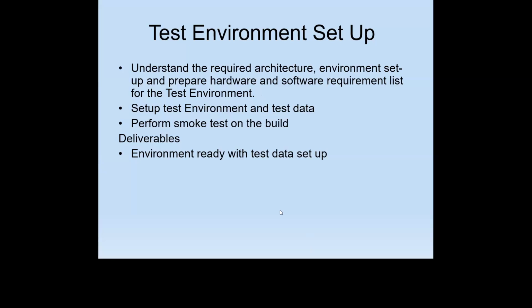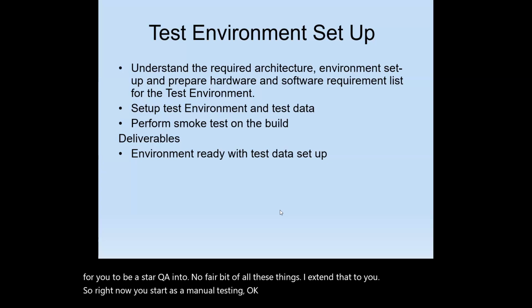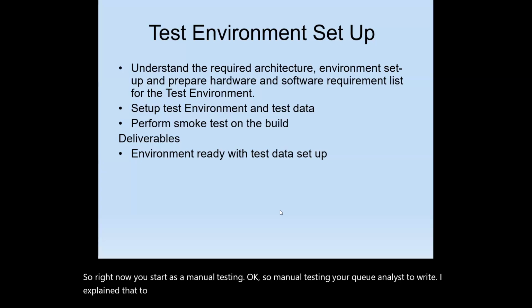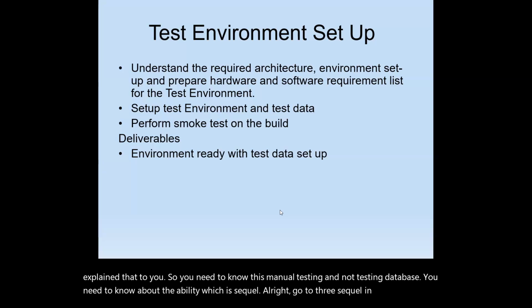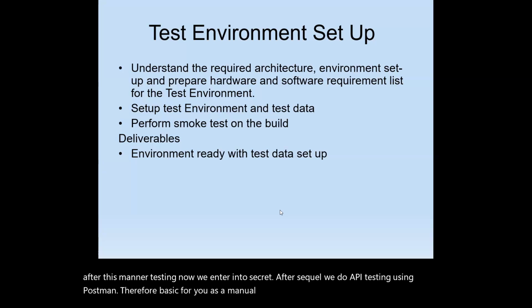If you go back to what I told you in the demo class, I explained all those things in detail. To start in QA, you need to know a bit of all these things. Right now you start as a manual tester, a QA analyst. Manual testing covers databases. You need to know about databases, which is SQL. We're going to treat SQL in this section. After manual testing, we'll enter into SQL. After SQL, we do API testing using Postman. That's the basics for you as a manual tester, so you can get into a job.